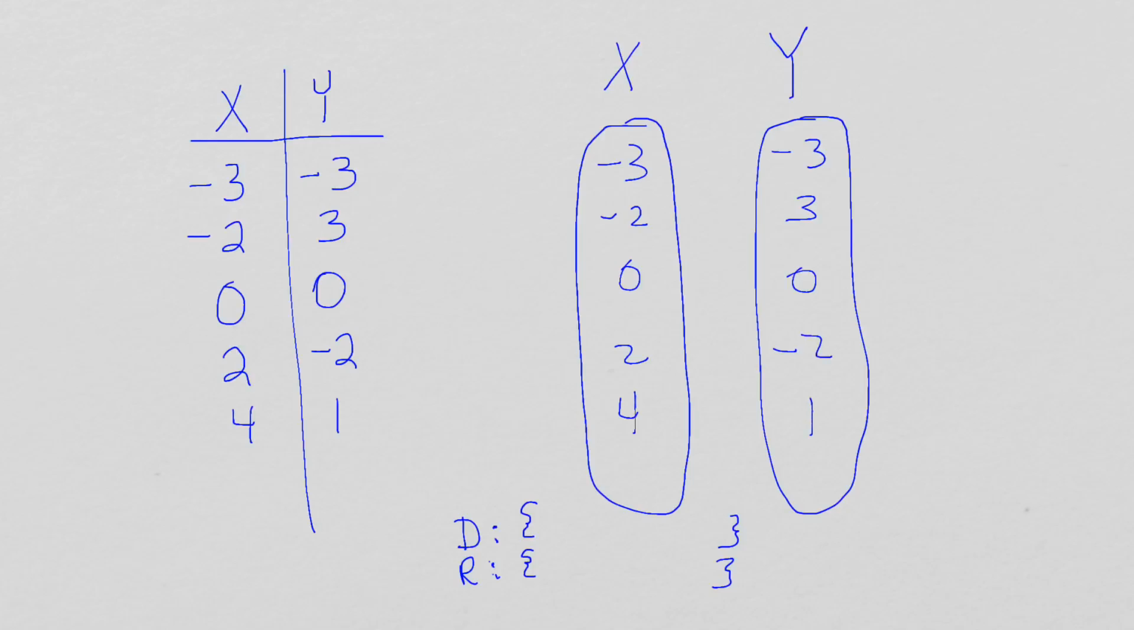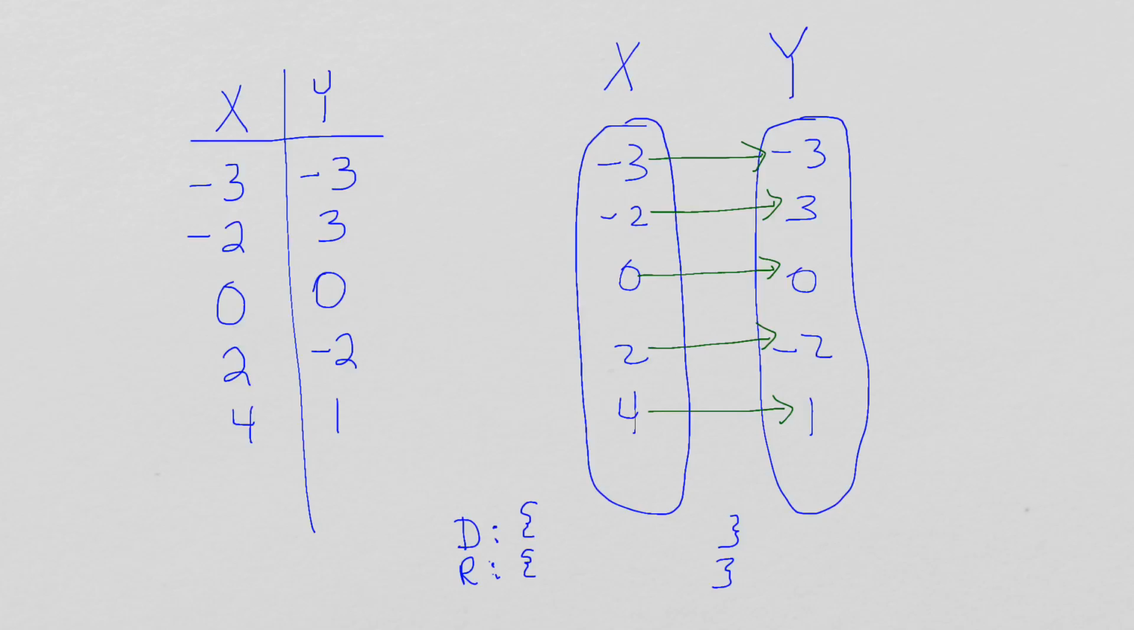Now we're going to map, which means we're going to draw an arrow from the x to the y that it is paired with. So -2 would go to 3, 0 would go to 0, 2 would go to -2, 4 would go to 1. Be sure to add your arrows as you're mapping.